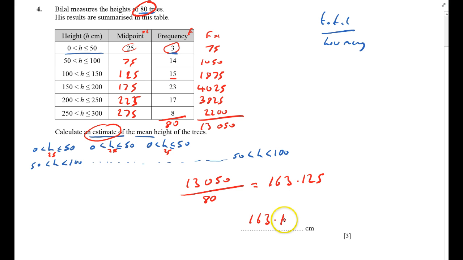And I want to just check, does that seem reasonable? 163 puts us somewhere just in the beginning of this group, and that would appear to be sensible. Okay, and that's that question done.